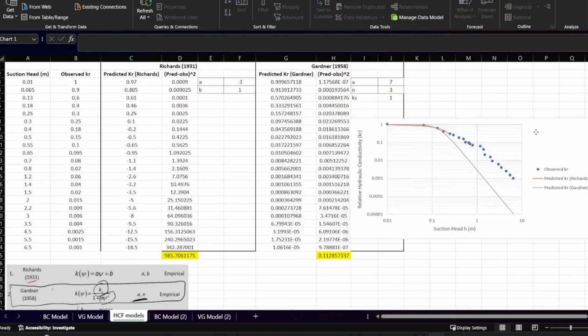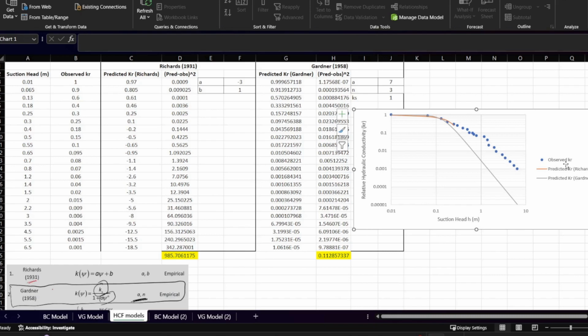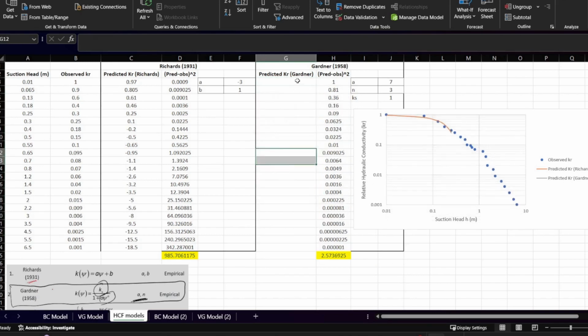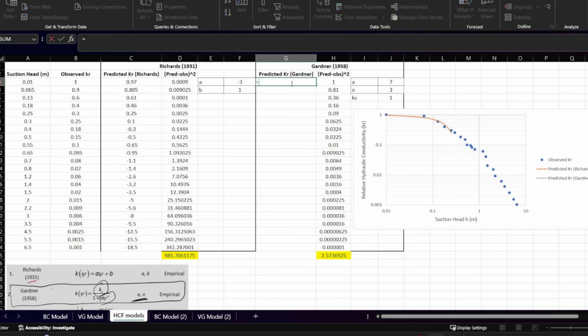As I am writing the values, I am also plotting alongside. The blue points are the observed values of hydraulic conductivity, and the gray points are the predicted values using Gardner. How did I obtain this? Let's do it again for the Gardner equation. K predicted will be equal to K saturation, let's say the K saturation is 1, divided by 1 plus a psi to the power n.